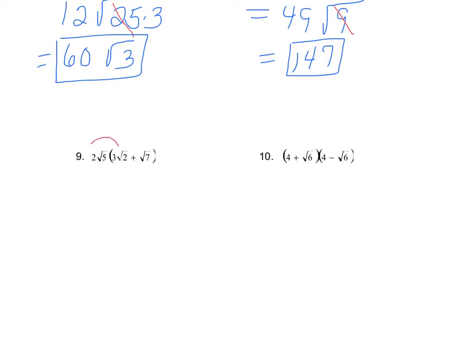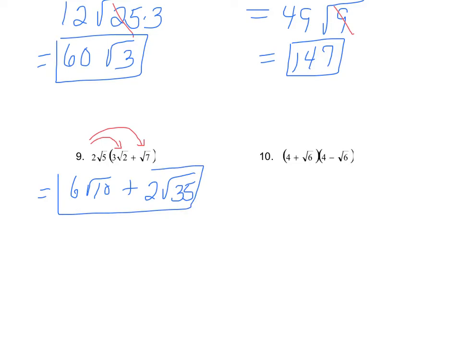So in this case, when you multiply one thing times many, it's the distributive property. So 2 radical 5 times 3 radical 2 is going to be 6 radical 10 plus 2 radical 5 times 1 radical 7, because remember there isn't a number in front of the radical, it's understood to be a 1, will give me 2 radical 35. Can you simplify radical 10? No. Can you simplify radical 35? No. So 6 radical 10 plus 2 radical 35 is your answer. Let's move on to number 10.